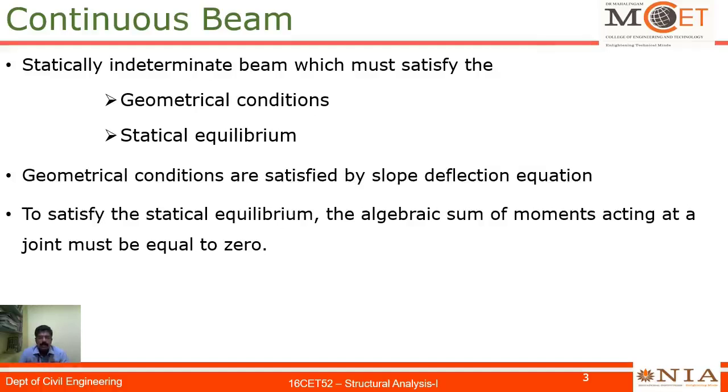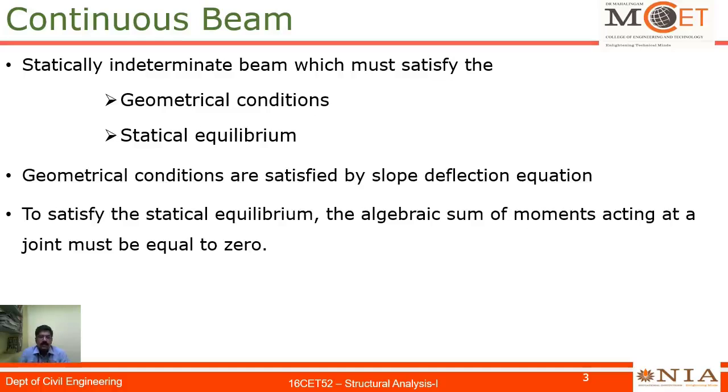What is the concept behind the continuous beam? The continuous beam is a statically indeterminate beam. I have already explained in the previous lecture the difference between determinate and indeterminate. Determinate means we can solve the problem using the equilibrium equations sigma H equal to 0, sigma V equal to 0 and sigma M equal to 0. If it is indeterminate, then we need some more equations to solve the problem.